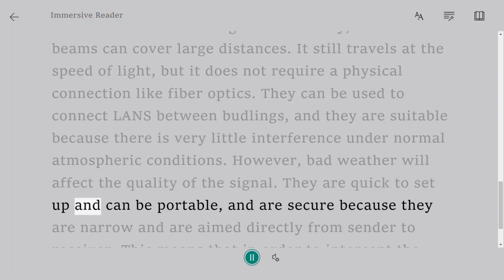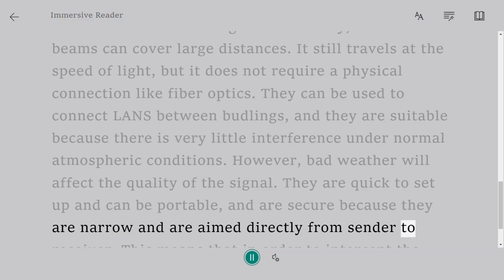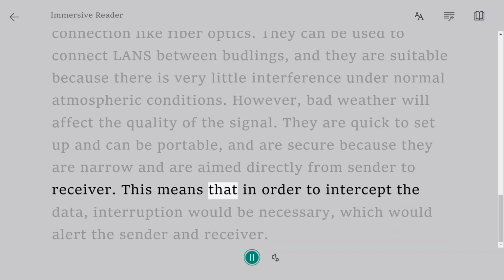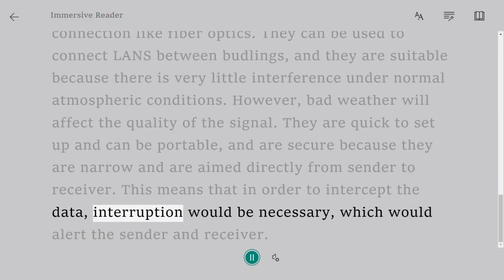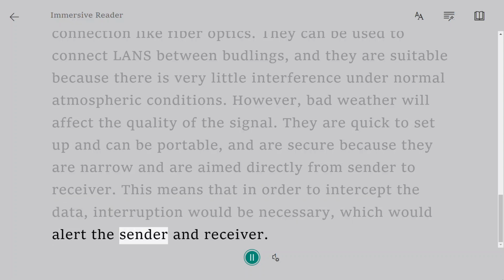They are quick to set up and can be portable, and are secure because they are narrow and are aimed directly from sender to receiver. This means that in order to intercept the data, interruption would be necessary, which would alert the sender and receiver.